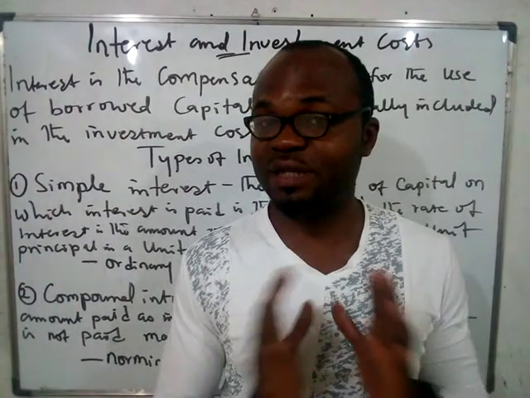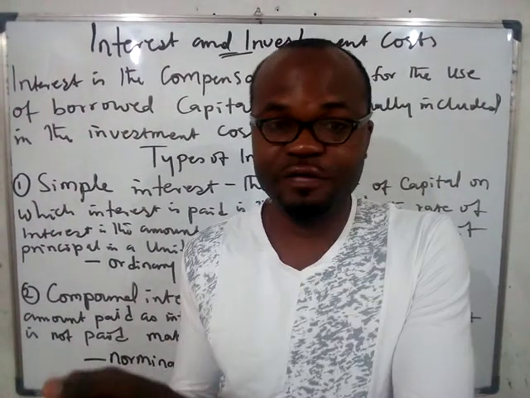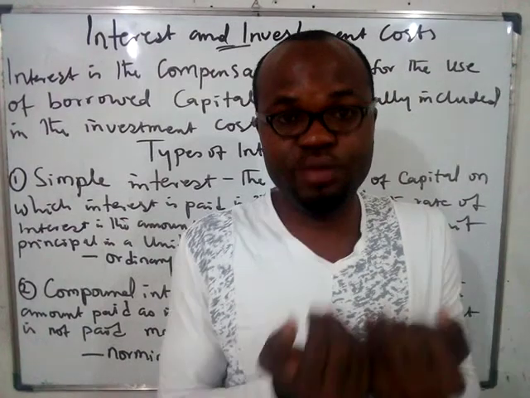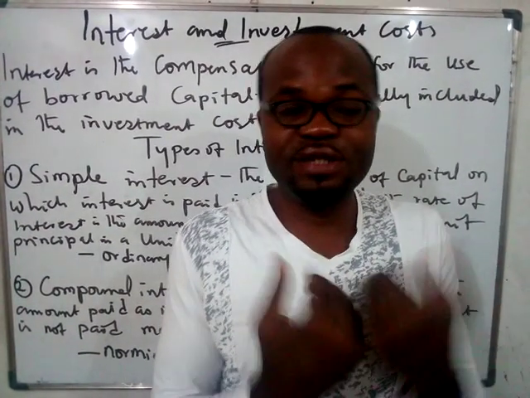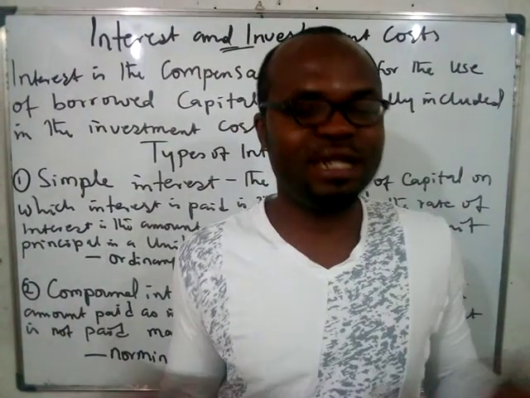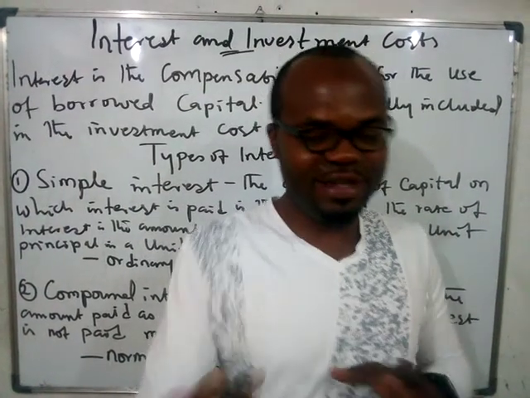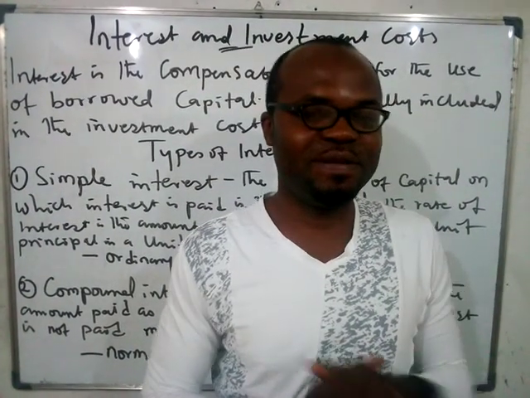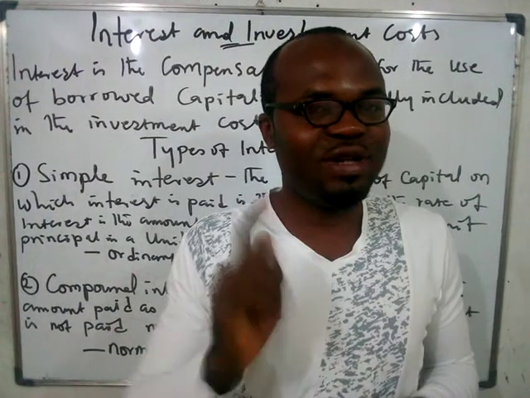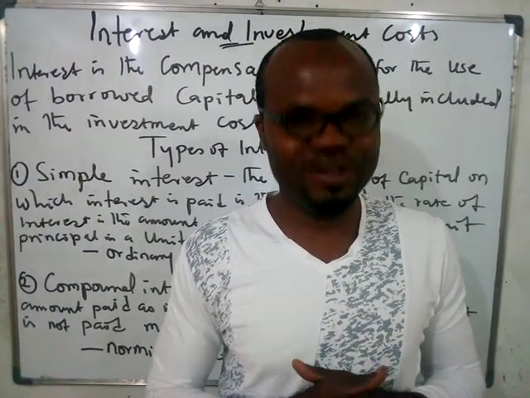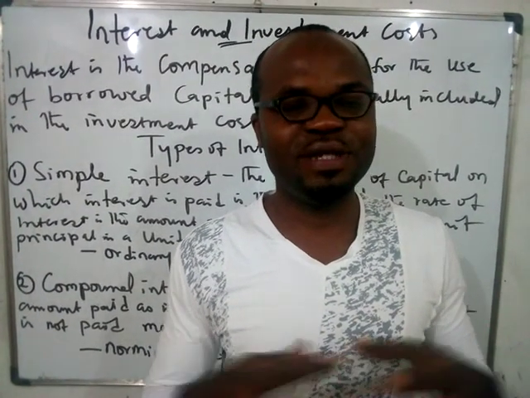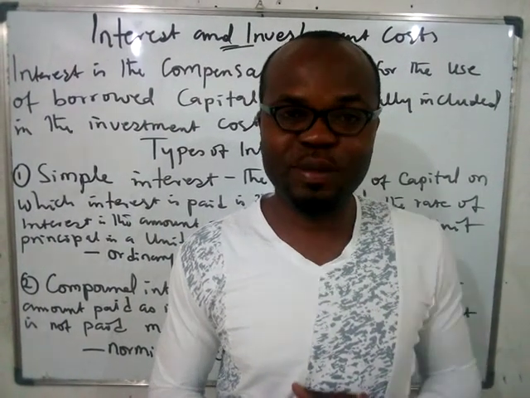You want to do a business but you don't have money. You go to a friend or you go to a bank, you borrow money. That person you're borrowing the money from, what does he stand to get for leaving his money or her money for you for some time to do business with? What he stands to get is what we call interest. And this interest could be simple interest, could be compound interest.